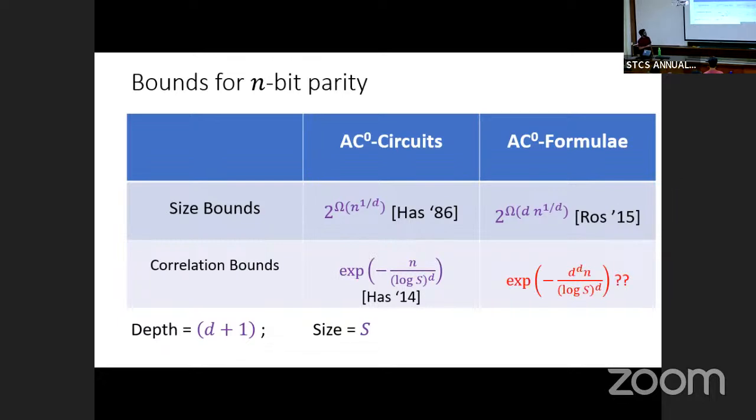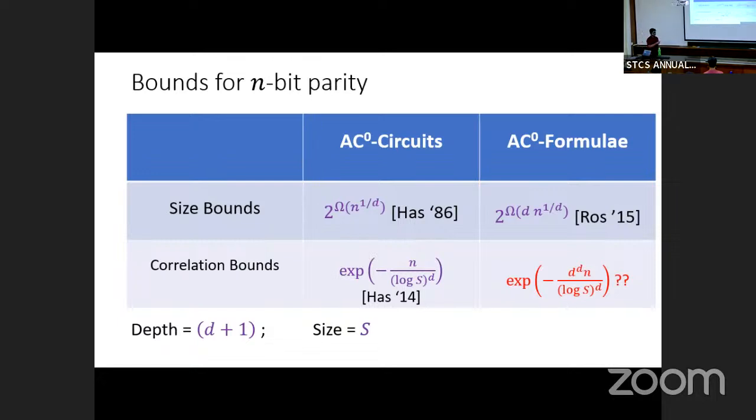So the intuition for why this might be, one silly way of looking at it is that inside the 1 by d, n is sort of getting replaced by n times d to the d. So similar to the circuit to formula blow up itself. So that's one reason for why this might be.